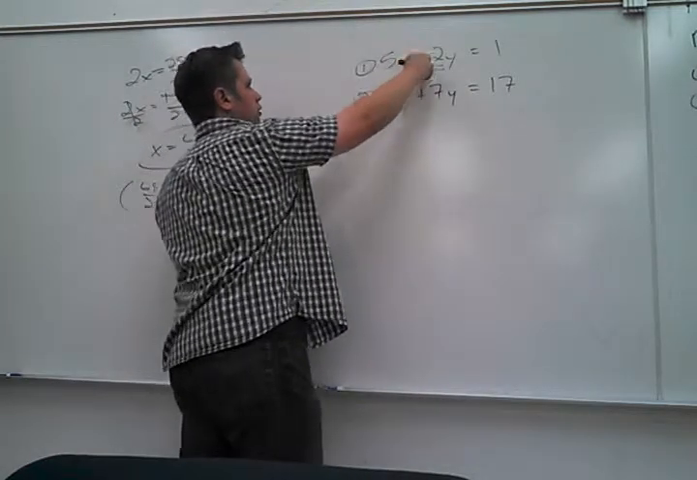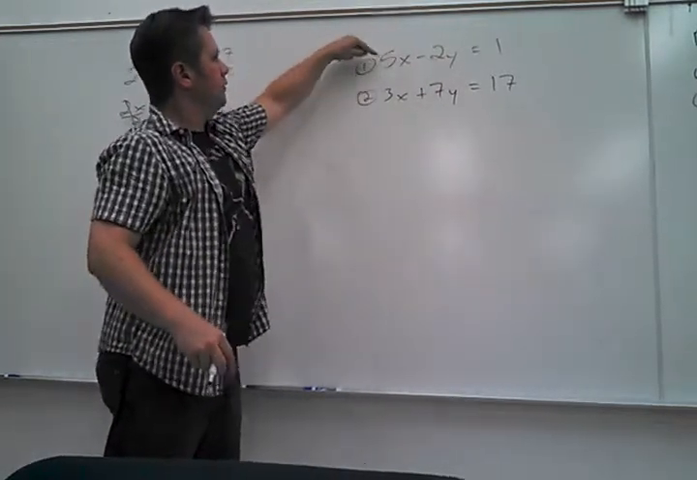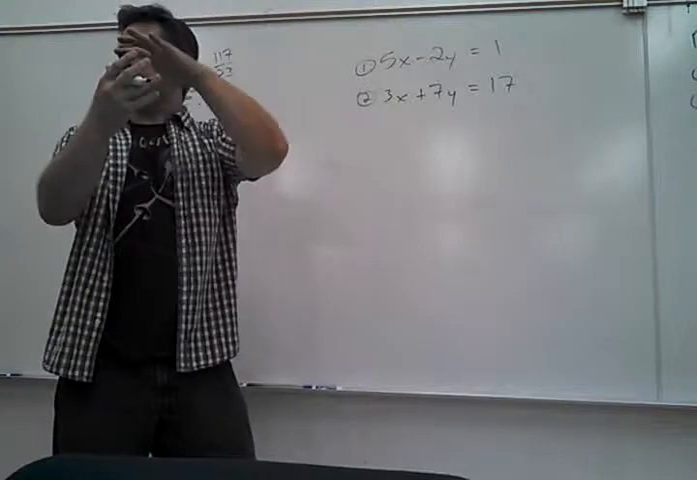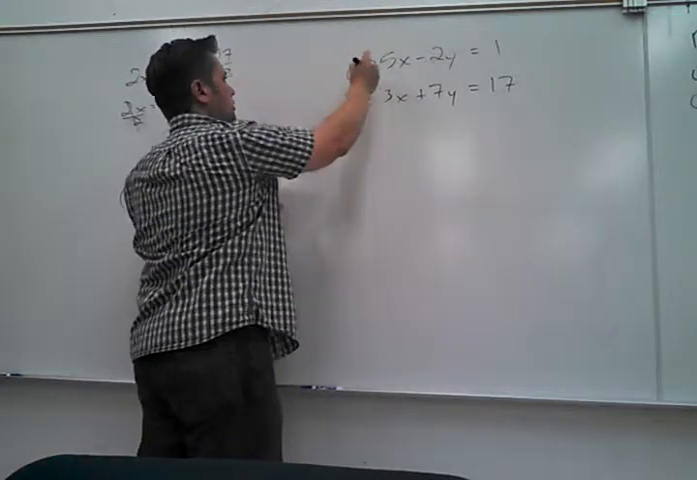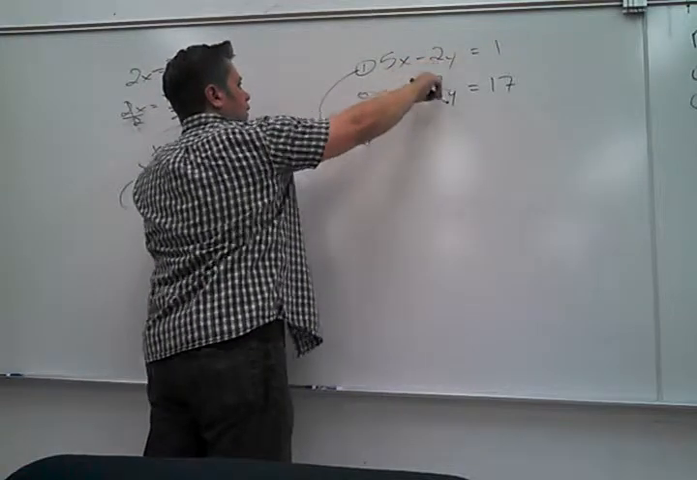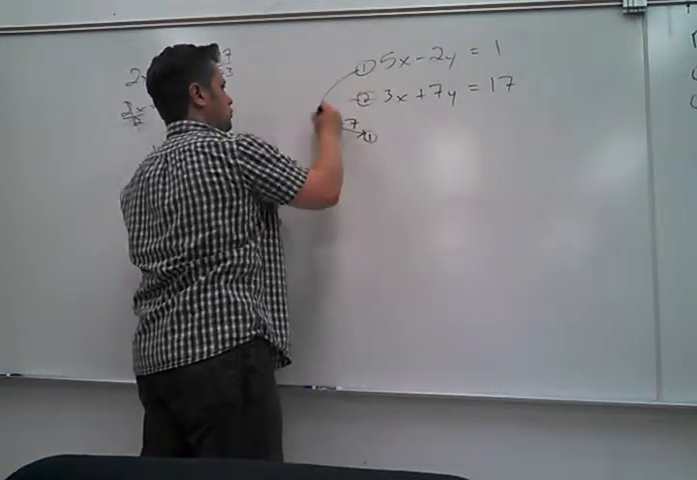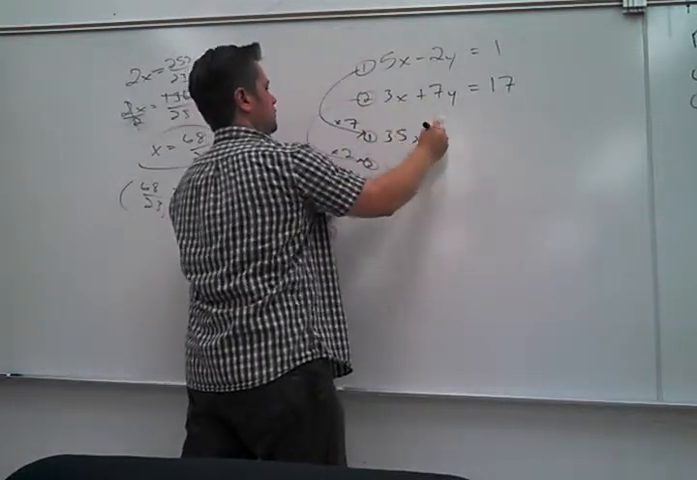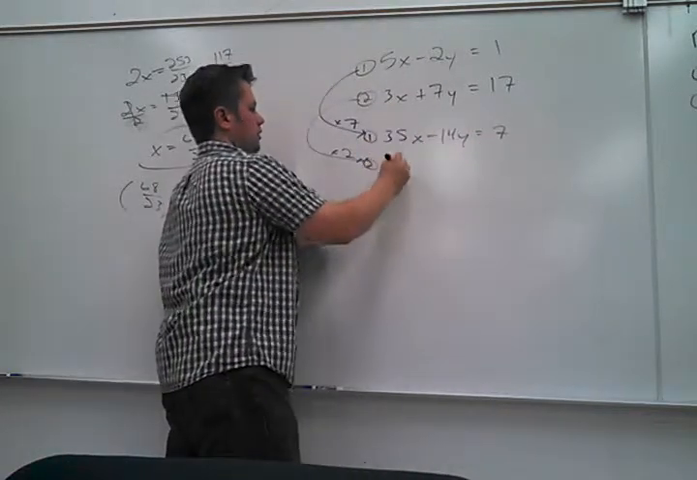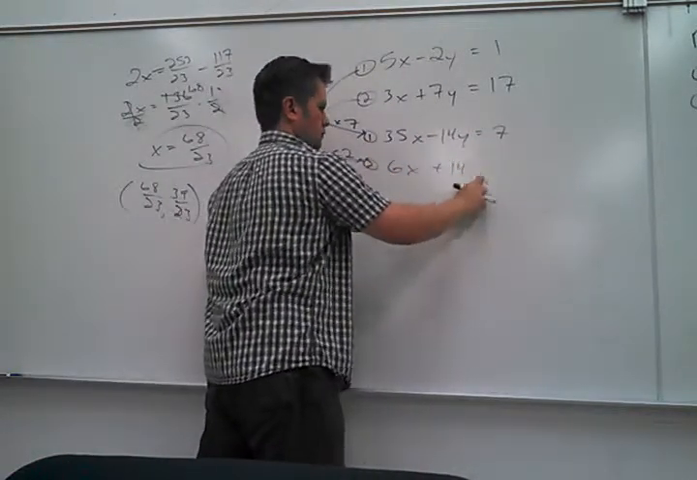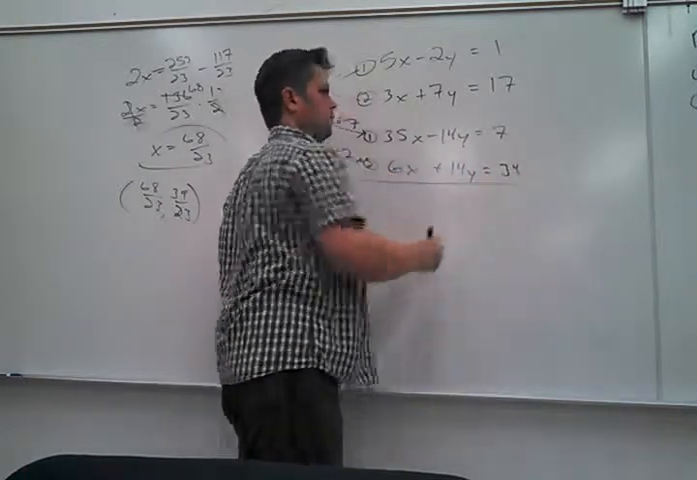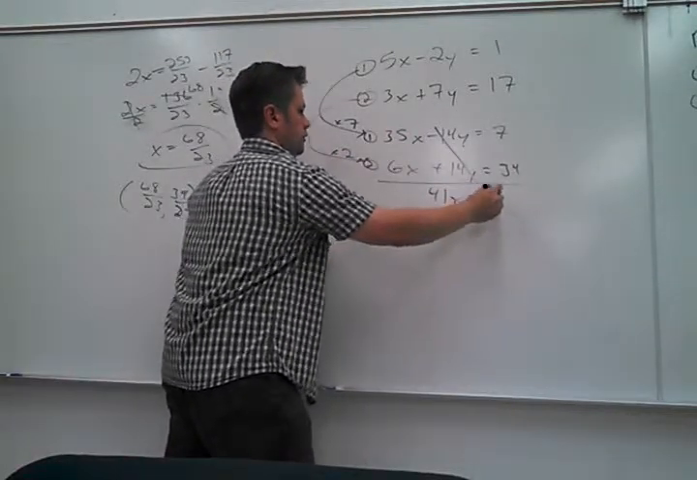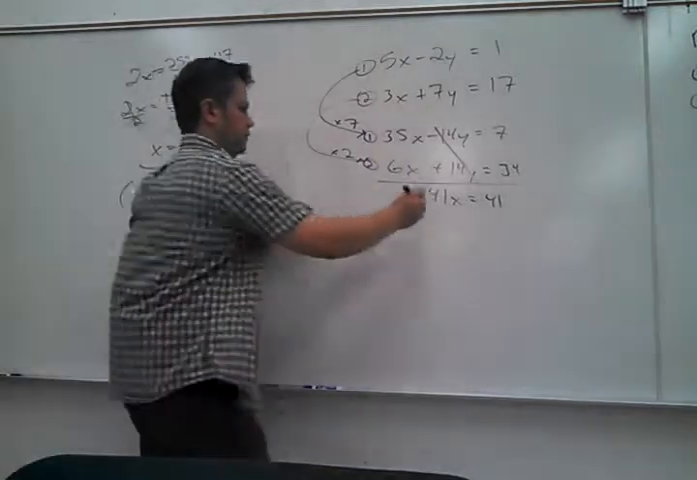So here, these two are already opposite. I saw several people doing the y's, but if you wanted to do the x's, you could just multiply this by 3 and this by -5, because you want them to cancel, right? But let me do the y's. If I multiply 1 by 7 and 2 by 2, this will be 35x minus 14y equals 7. Double this, 6x plus 14y equals 34. And now when I add those, 41x equals 41. That's awesome. So x equals 1.